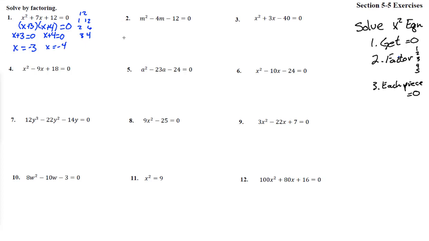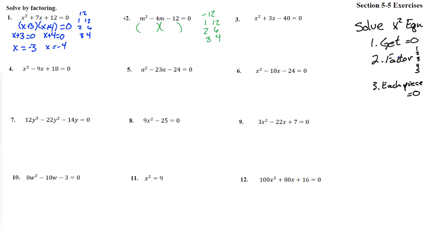All right, let's try number 2. Get it equal to 0. Check. Factor. Leading coefficient is 1. We have 3 terms and we don't have a greatest common factor, so this is going to be a nice easy one. There's a negative 12 out there. A 1 and a 12, a 2 and a 6, or a 3 and a 4.